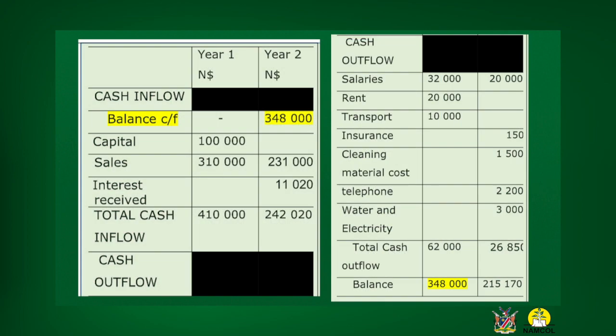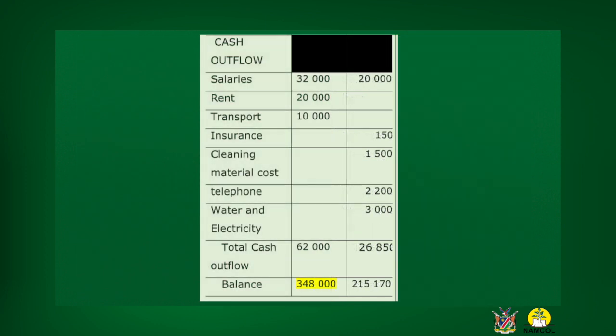Again, in order to make the cash flow prediction, we must deduct the outflows or expenses from our inflows or income. In other words, the total cash balance for year 2 was 215,170 Namibian dollars. We see that although the balance in year 1 was almost twice as much as in year 2, the cash outflow was also less by about a third.